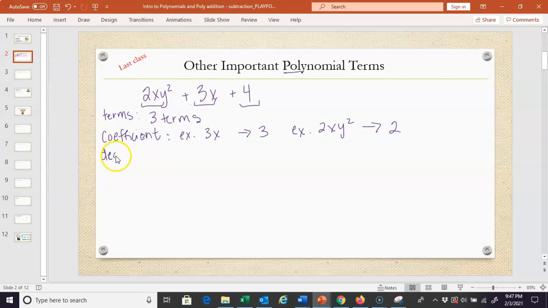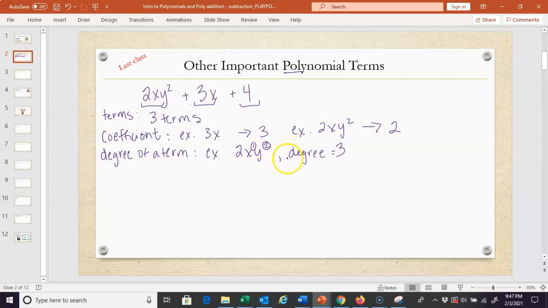Then we talked about the degree of a term. So the degree of a term is when you add up all the exponent values. So here's an example. The degree of the first term, the degree is 3 because we have an exponent of 1 here. 1 plus 2 is 3.